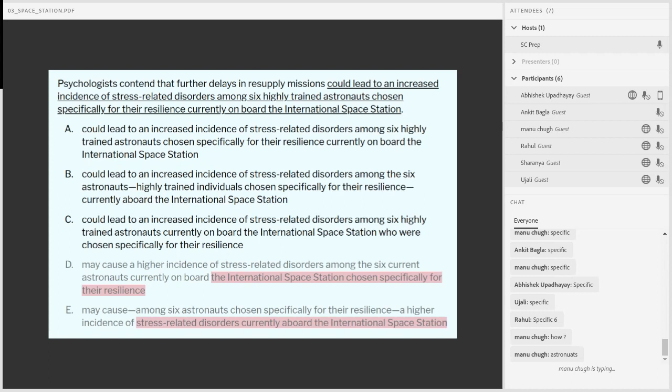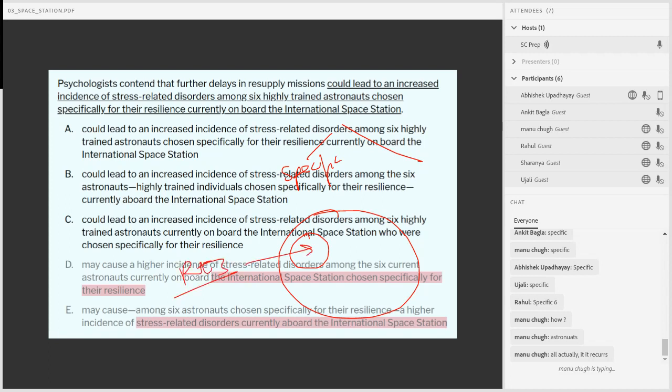And let's be clear about this. If we say specific, then why would we expect the effect to be on those astronauts who have resilience? Why would the psychologists be worried about those astronauts who have resilience? They should actually be worried about astronauts who don't have resilience. Why should we say out of all the astronauts aboard the International Space Station, only a smaller set will be affected? And that too, only the set that is resilient. Do you see the contradiction?